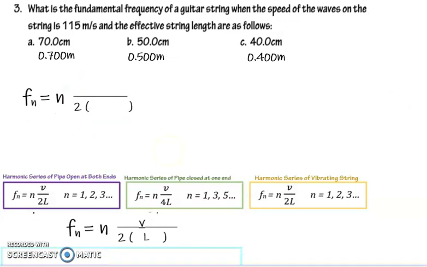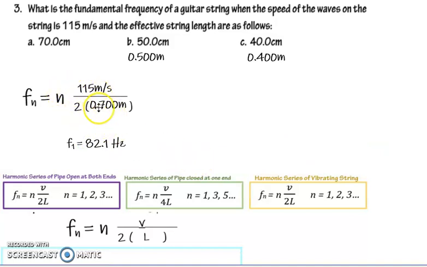Excuse me, I have an error there. Anyway, we have to finish filling out the formula, so we need the length. The length of the string in this case is 0.700 meters. When I calculate that, 115 divided by this multiplied value down here, make sure you put parentheses on there, I get 82.1 hertz.